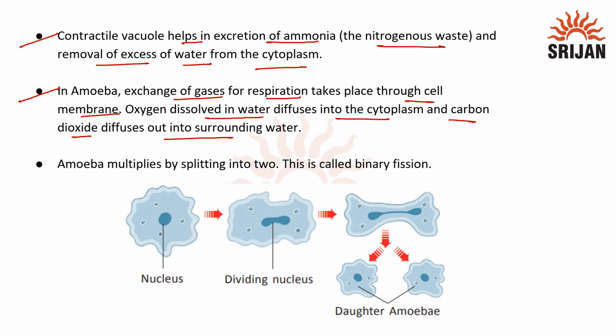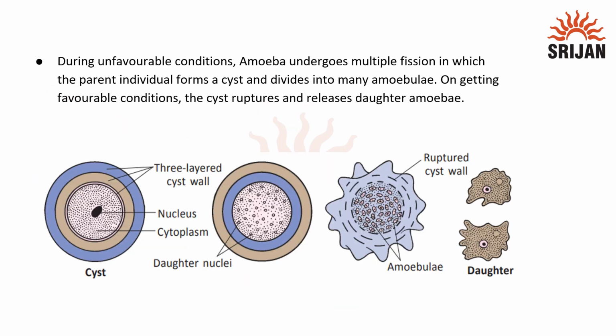Here we have the reproduction of amoeba by splitting into two, and it is called as binary fission, which means breaking down into two. The nucleus is going to divide first and then two daughter amoeba would be formed. But during unfavorable condition, amoeba undergoes multiple fission in which parent individual forms a cyst and divides into amoebulae. On getting favorable condition, the cyst rupture and the release of daughter amoeba take place.